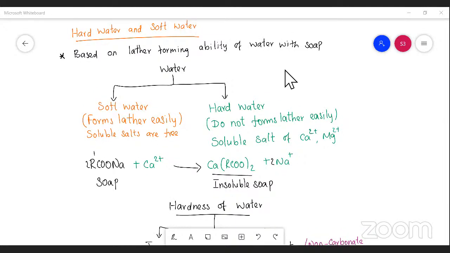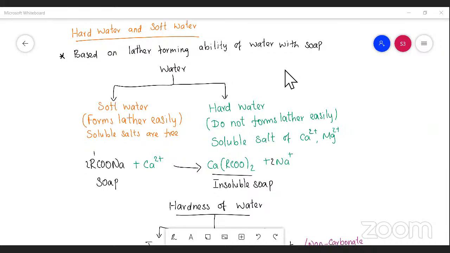Listen. Why do we have hard water and soft water? The classification is based on the lather forming ability of water with soap. So, due to lather forming ability, which one is considered as soft water? Water that forms lather easily is called soft water.